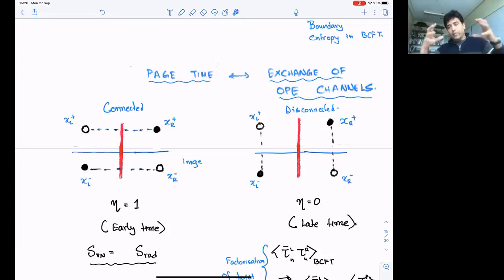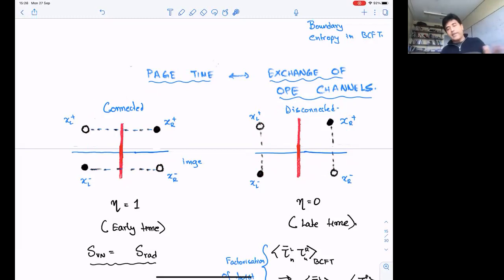They are prepared in this thermofield double state. So at late times, the maximum entropy that the radiation can have is basically the entropy that the black holes themselves have. And there are two black holes, so the maximum entropy is twice the Bekenstein-Hawking entropy of the black holes. So the key point to note is that in this example, the early time behavior is governed by the connected channels, which is the no island channel in the gravity language, and late time behavior is associated with disconnected channels.